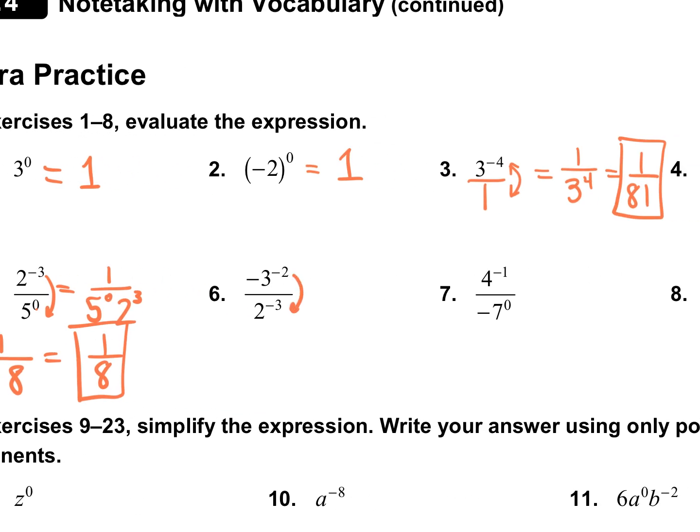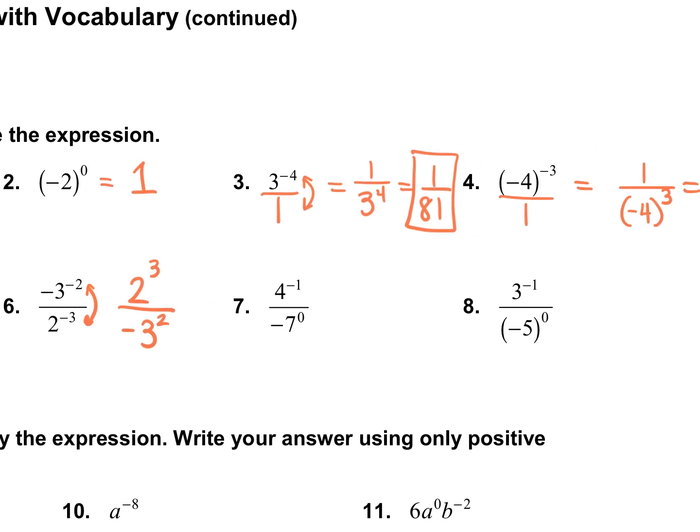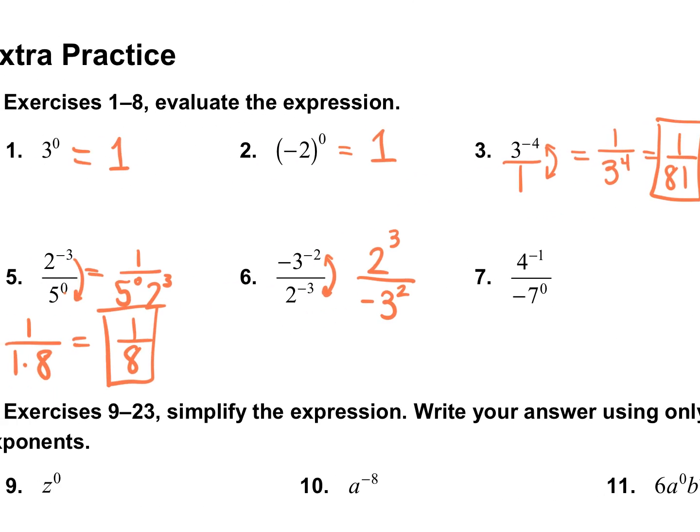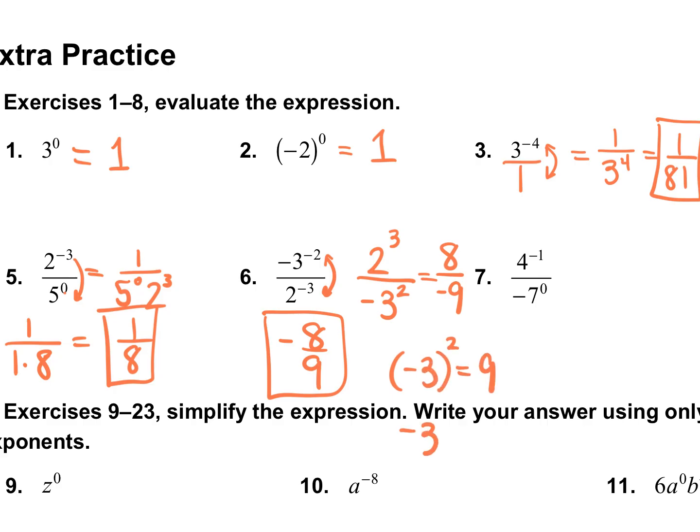This one, they're both negative, so they can just switch spots. 2 to the 3rd, negative 3 squared. Now, usually when there's no parentheses on that, it means they want it to stay negative. Usually that's what it means. If they wanted it to turn positive, then they would have put parentheses around it. So that would be 8 over a negative 9, so negative 8 over 9. Again, this would give me 9, but this would give me negative 9. Okay? A little bit different thing there.